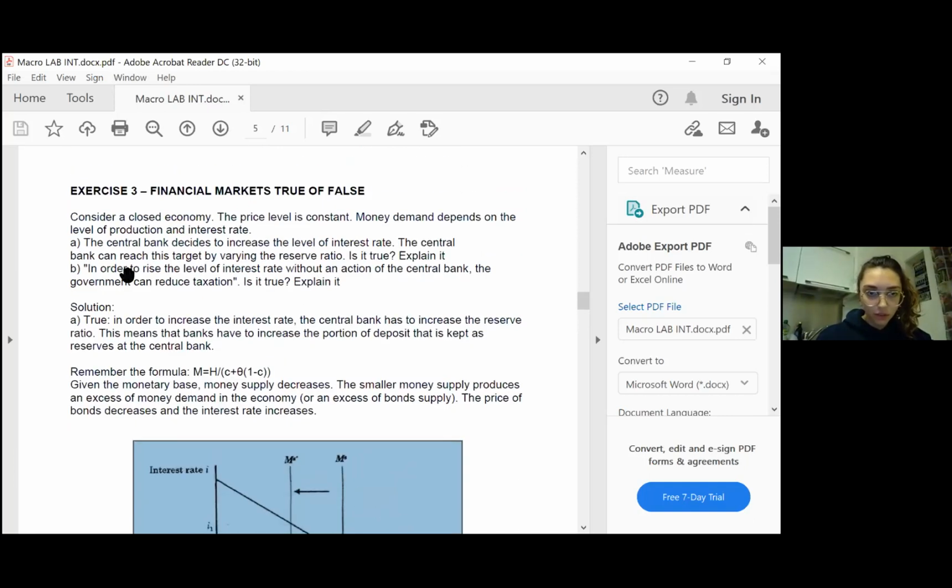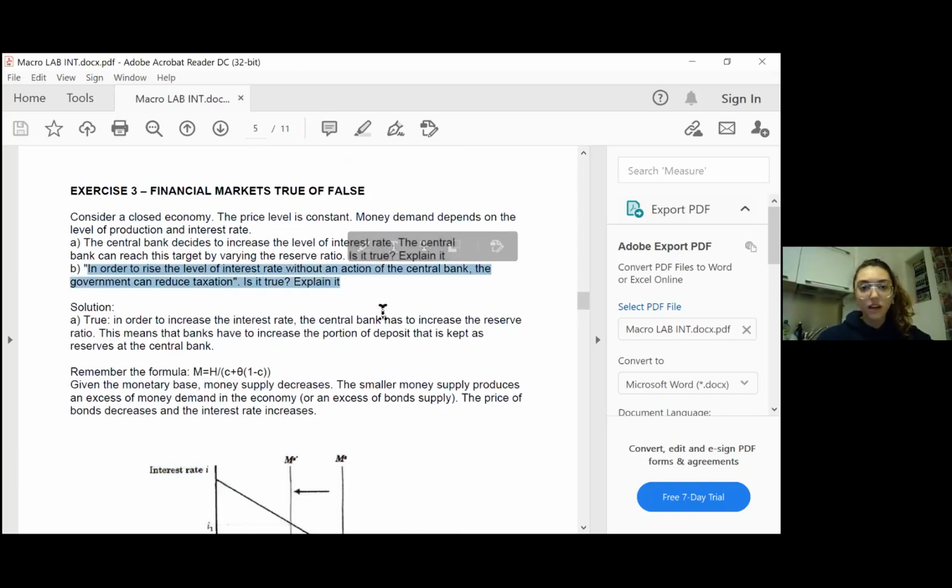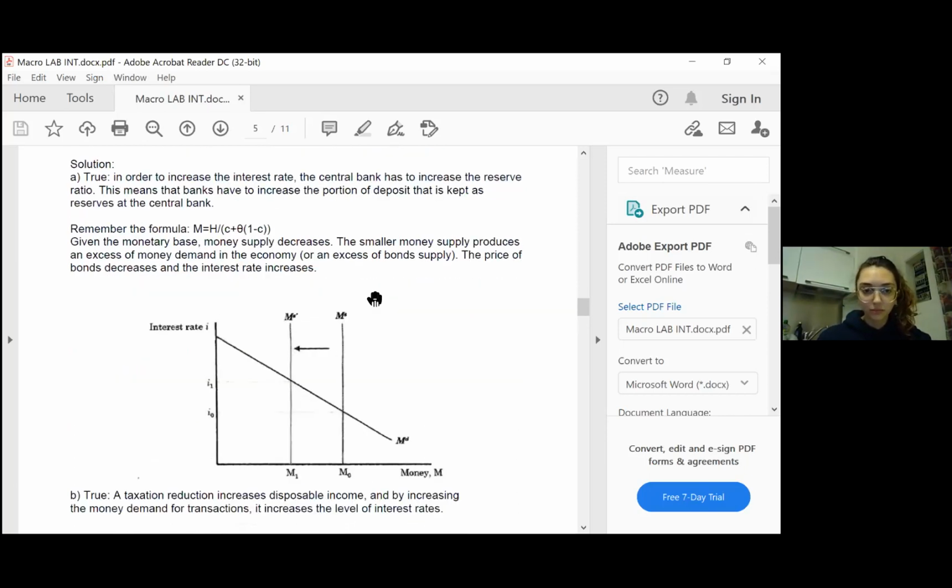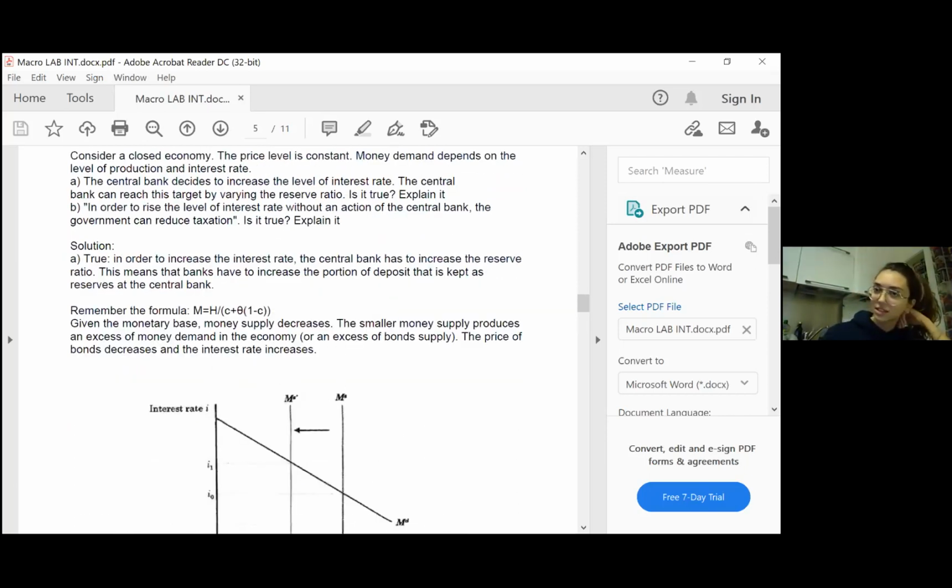Oh yeah, little question B. In order to raise the level of interest rate without an action of the central bank, the government can reduce taxation. Is it true? What is the chat saying? Can you repeat the whole sell bonds buy bonds thingy, please?